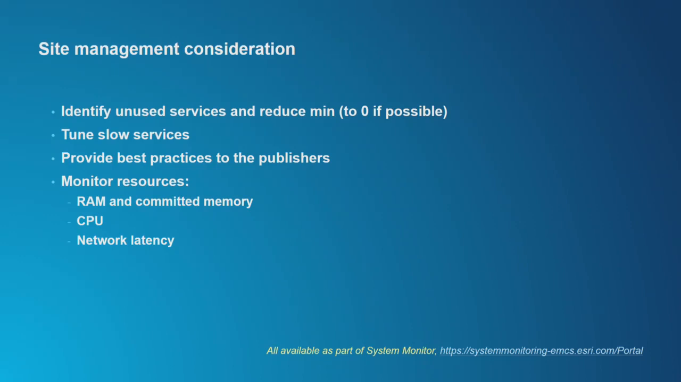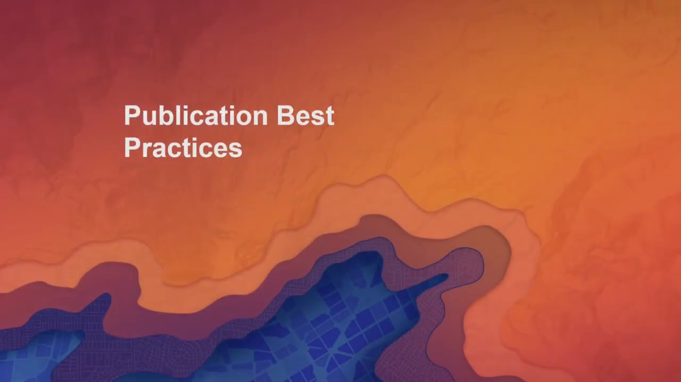So I mentioned CPU and network. And as in the slide, all of it is available as part of what is now called ArcGIS Monitor. This is the URL. You could click on it up to the portal. That's incorrect. And I'll give you this URL in a moment.